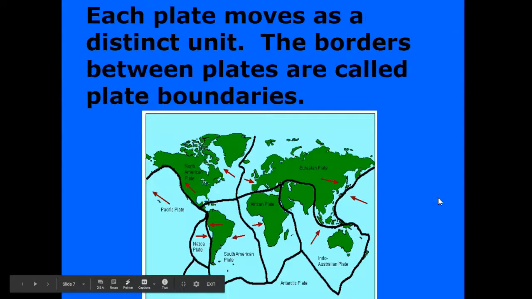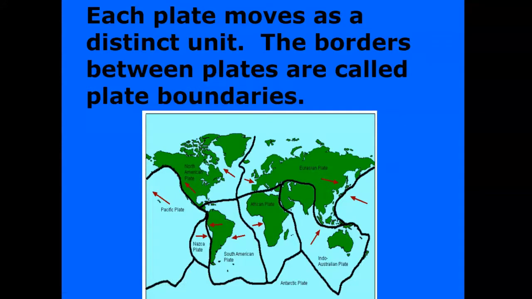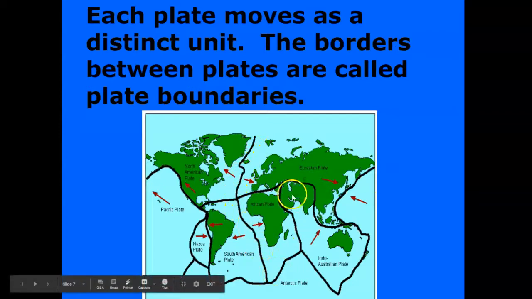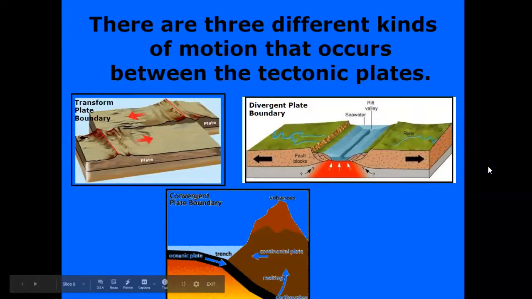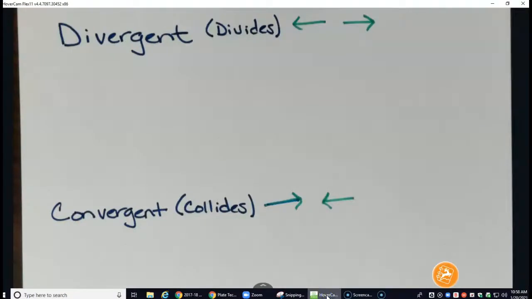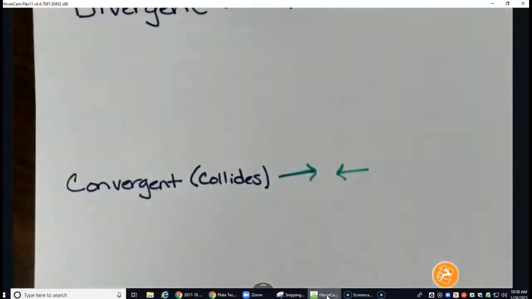Now when we look at what's happening, we're really looking at what's happening at the plate boundaries. So where the two plates join is a plate boundary. And the plate boundary is where we're going to find most earthquakes and volcanic activity taking place. There are three different kinds of boundaries, and that's what we want to focus on, is what happens at each type of boundary based upon type of crust. So we have divergent, convergent, and transform. So let's look at those. The first one we want to look at is a divergent boundary.